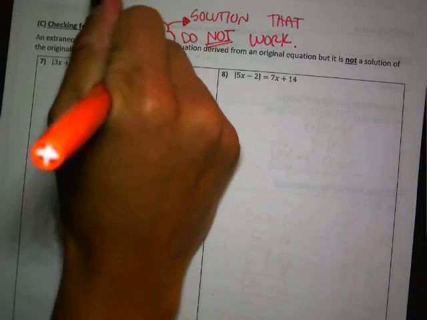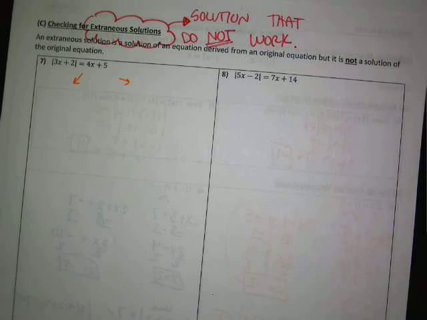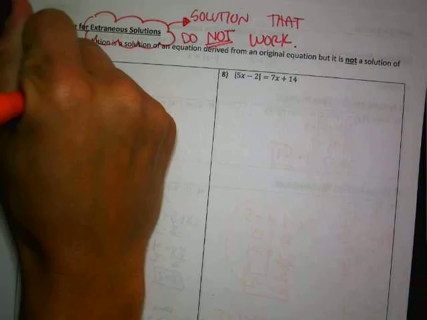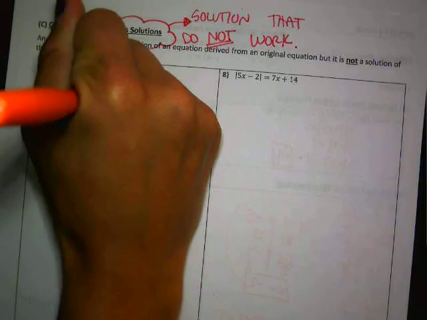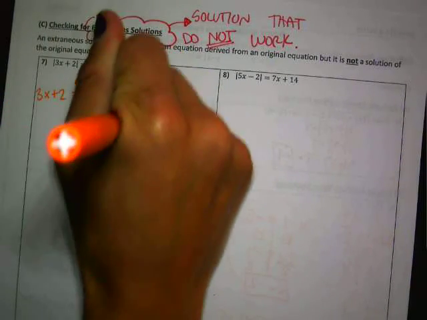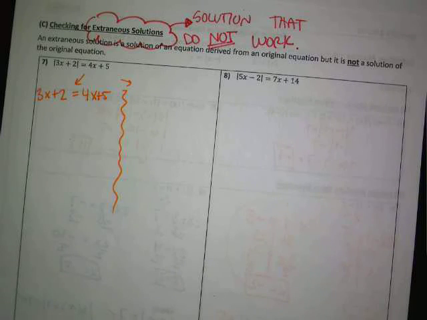We are going to start it off the same way, where we write our 2 equations. The first one you leave the exact same: 3x plus 2 equals 4x plus 5. Just take the bars away. You take them away. They're gone. Absolutely, the bars are gone.